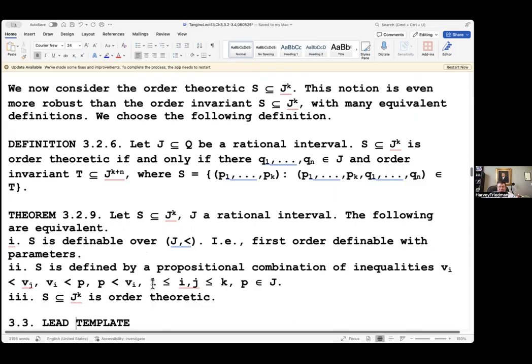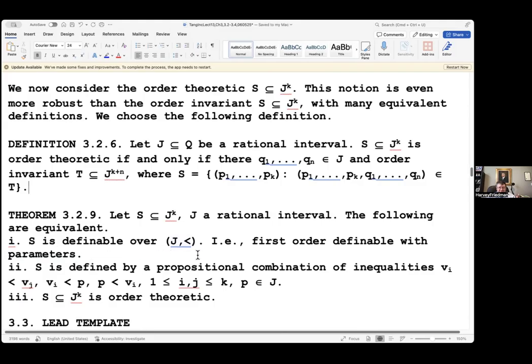If and only if there exist q1 through qn in the interval, an order invariant T in dimension K plus N, such that this set is the projection down to K dimensions. So it's a projection down to K dimensions of a K plus N dimensional order invariant set. That's probably, in some ways, the nicest definition. But then, of course, it's equivalent to a bunch of other things.